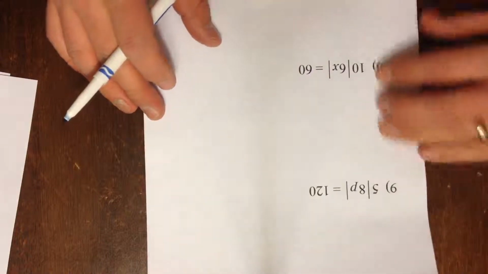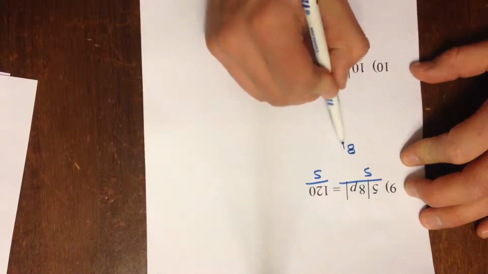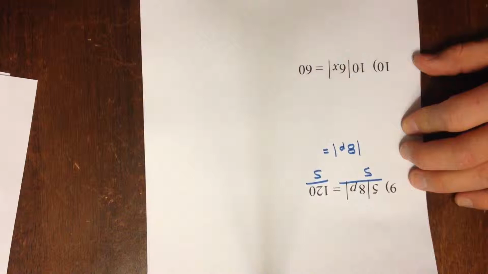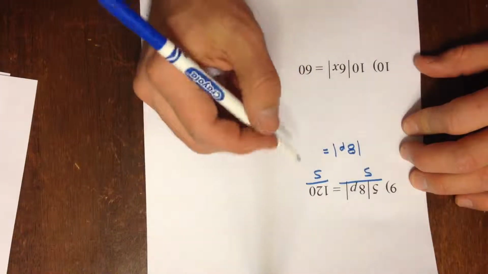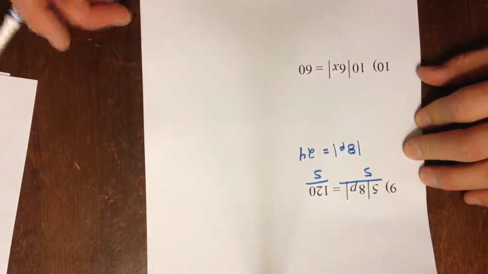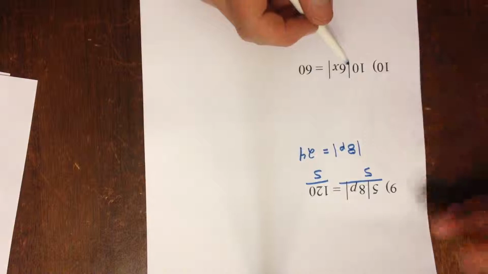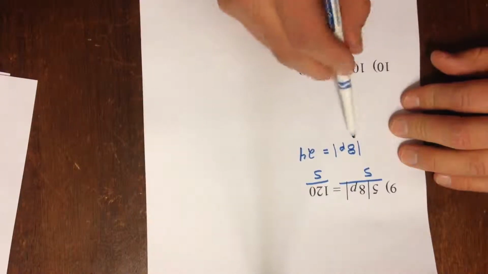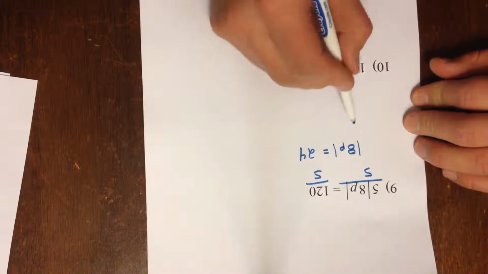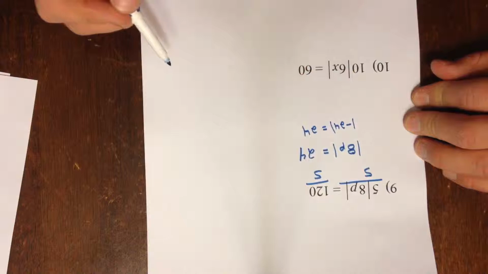Okay, number 9, this one goes pretty quick. You just divide by 5. So I have the absolute value of 8p equals 120 divided by 5, which is 24. Okay, so think about this. 8 times 3 gives you 24, so that would work. But 8 times negative 3 gives you negative 24, and the absolute value of negative 24 is also 24.